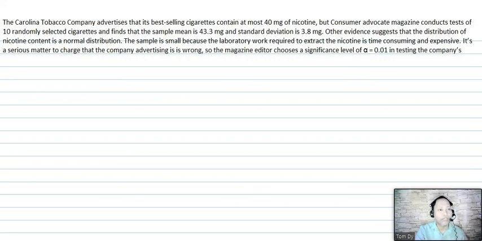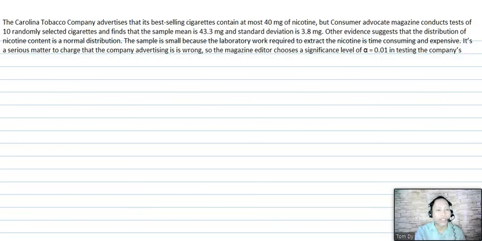Another example: the Carolina Tobacco Company advertises that its best-selling cigarettes contain at most 40 milligrams of nicotine. But Consumer Advocate magazine conducts tests of 10 randomly selected cigarettes and finds that the sample mean is 43.3 milligrams and the standard deviation is 3.8 milligrams. Other evidence suggests that the distribution of nicotine content is normal. The sample is small because the laboratory work required to extract the nicotine is time-consuming and expensive. It's a serious matter to charge that the company's advertising is wrong, so the magazine editor chooses a significance level of alpha 0.01 in testing the company's claim.